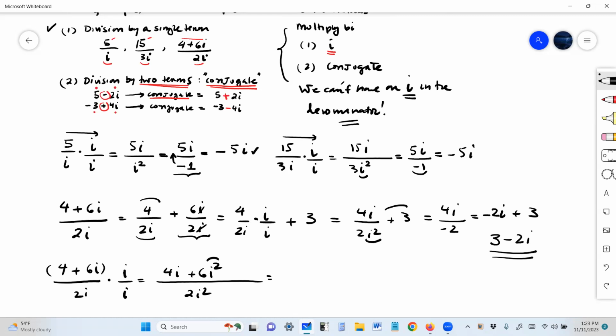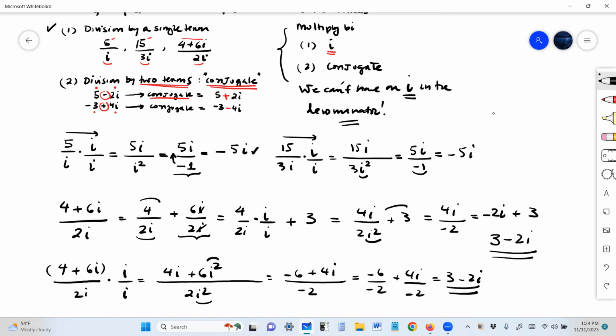This is obviously negative 1. So I have negative 1 times 6 is negative 6 plus 4i divided by, this is negative 1, negative 2. Right? And then we do each division. Negative 6 divided by negative 2. 4i divided by negative 2. So obviously this is 3. And 4 divided by negative 2 is negative 2. So it's the same answer. So it doesn't really matter which way you want to do it. It's perfectly fine.